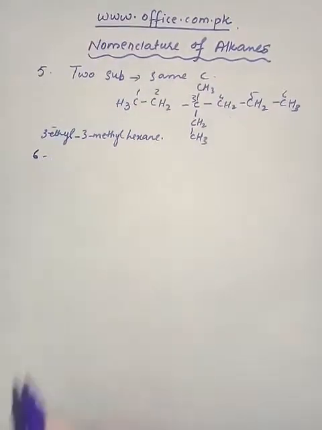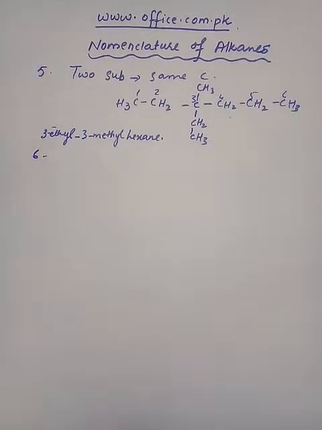Now the rule number 6. Rule number 6 says that when two or more substituents are present on the carbon atoms and they are identical, you will indicate this by the use of the prefixes di, tri, tetra and so on. Then make sure that each and every substituent has a number. Commas are used to separate the numbers from each other.